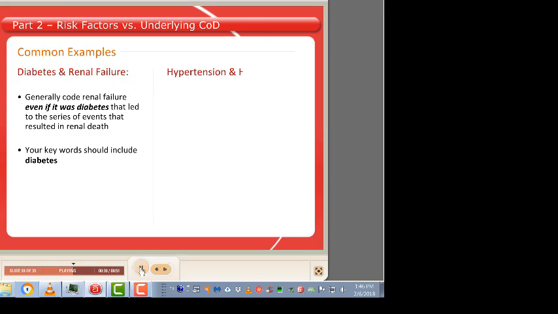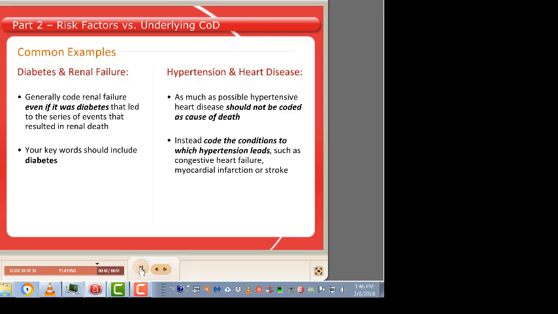Hypertension and hypertensive heart disease should not be coded as a cause of death. Instead, code the conditions to which hypertensive heart disease leads, such as congestive heart failure, myocardial infarction, or stroke. Note hypertension as the keyword.